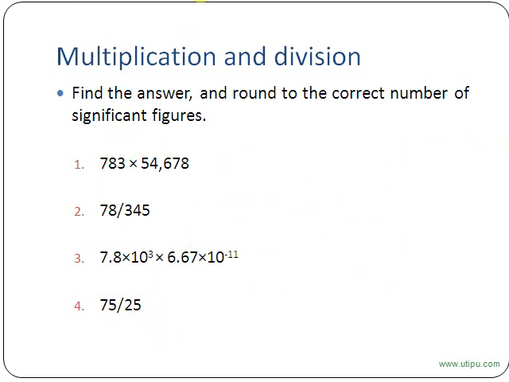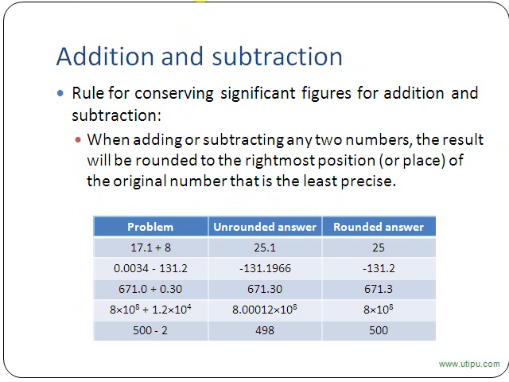Our next topic we're going to look at is addition and subtraction. Addition and subtraction is a little more complex. It's a little less intuitive than multiplication and division, but it works very similarly. The rule is this: when adding or subtracting any two numbers, the result will be rounded to the rightmost position or place of the original number that is the least precise.